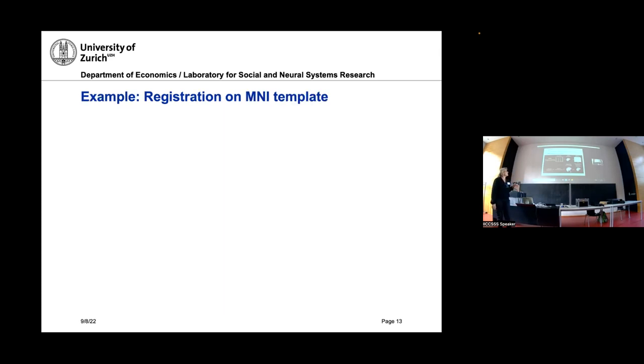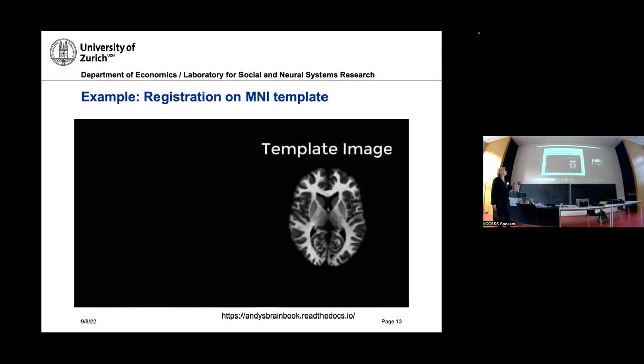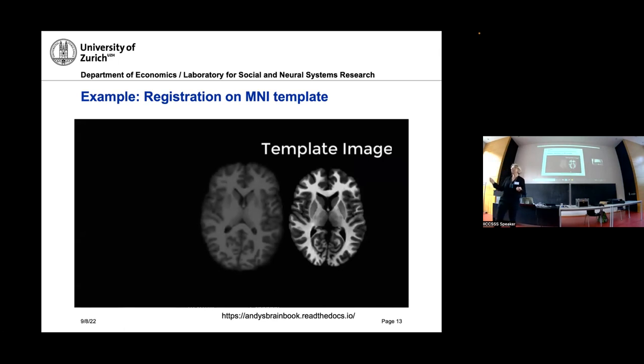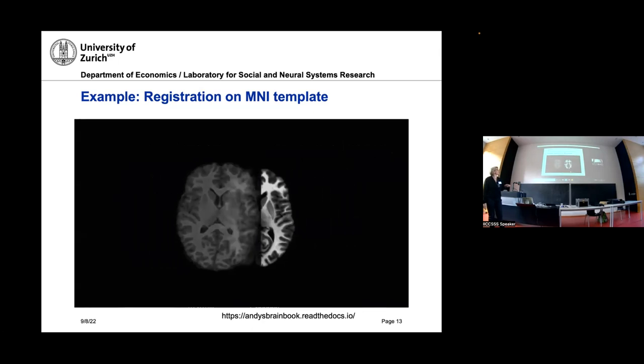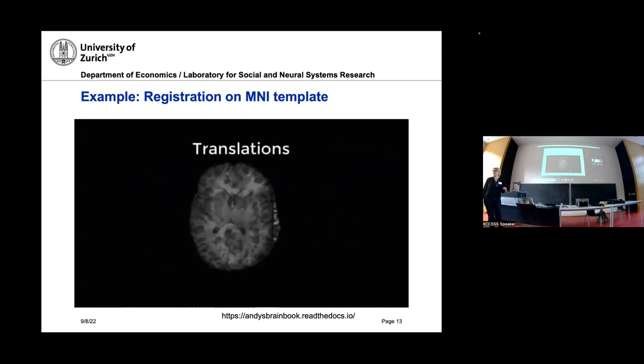So all these steps, let's have a look at what I said before. We have this template image, and the name comes from 152 participants' data, and they calculated the mean of these 152 participants. This is the template, and now we want to squeeze your individual participant onto this template.